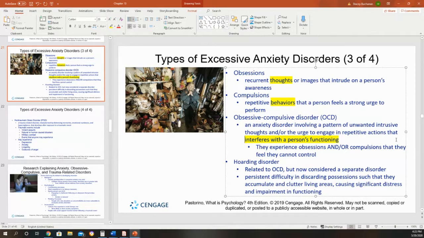It's operant conditioning. So the reason why they keep doing these rituals is because it does provide them relief, but only for a short period of time. So if they don't perform the rituals, their anxiety goes up. But if they do perform their rituals, they'll be appeased for a little bit of time.